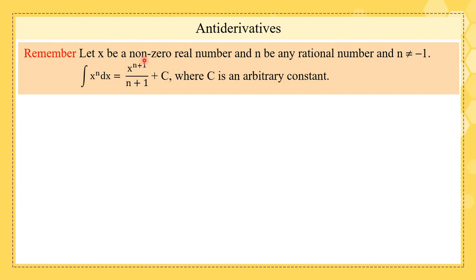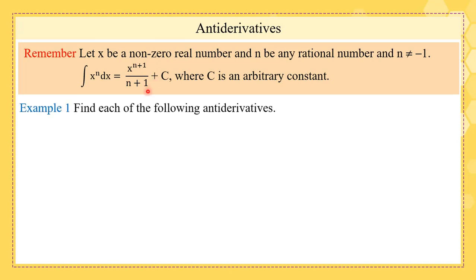Let x be a non-zero real number and n be any rational number such that n is never negative 1. Well, the integral of x^n dx is x^(n+1) over n+1 plus c, where c is an arbitrary constant. So, the integral of x to the power n dx is x to the power n+1 over n+1, and we always add a constant.